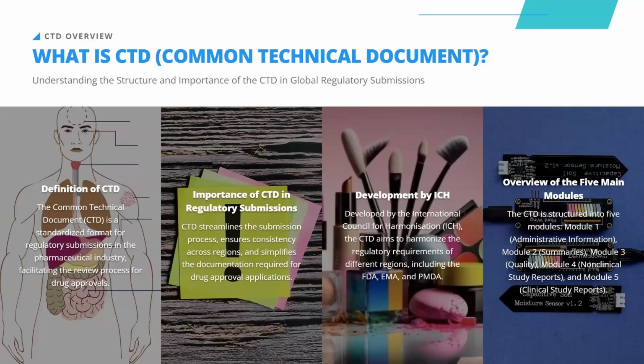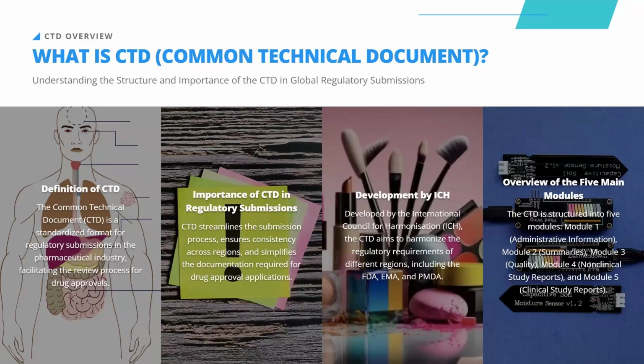Okay, who developed CTD? First question. It was developed by the International Council for Harmonisation to harmonize the regulatory requirements of different regions, including the stringent bodies. Okay, so when we talk about the structure of the CTD, there are basically five modules that a CTD is divided into: module one, two, three, four, and five.